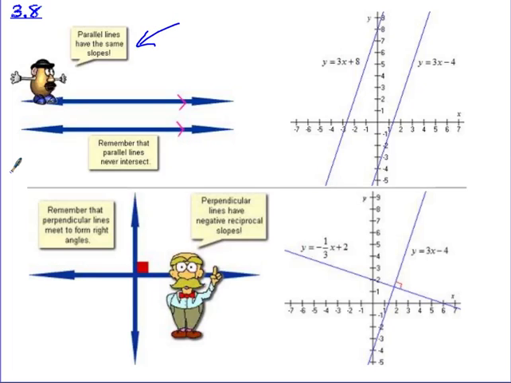If you look at the lines, we've got y equals 3x plus 8 and y equals 3x minus 4. So the slopes are both 3.